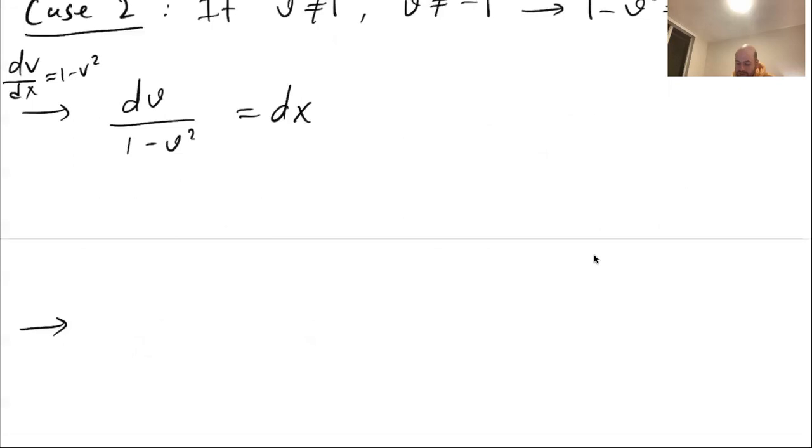And then I can use partial fractions here, 1 over... Let me integrate both sides.